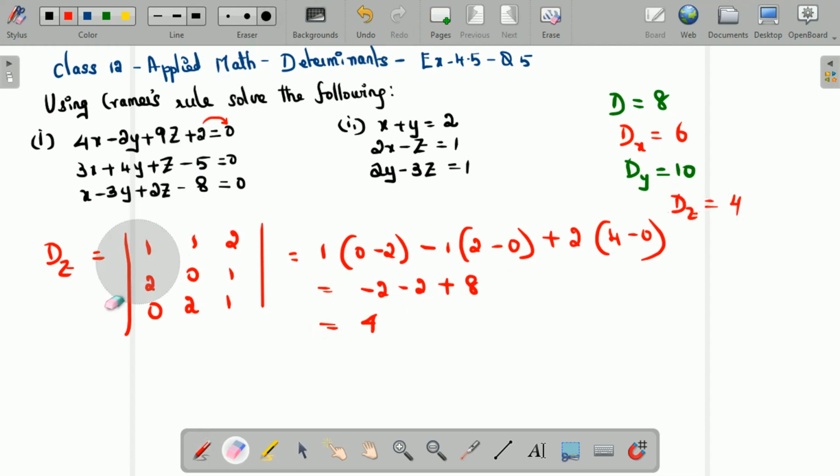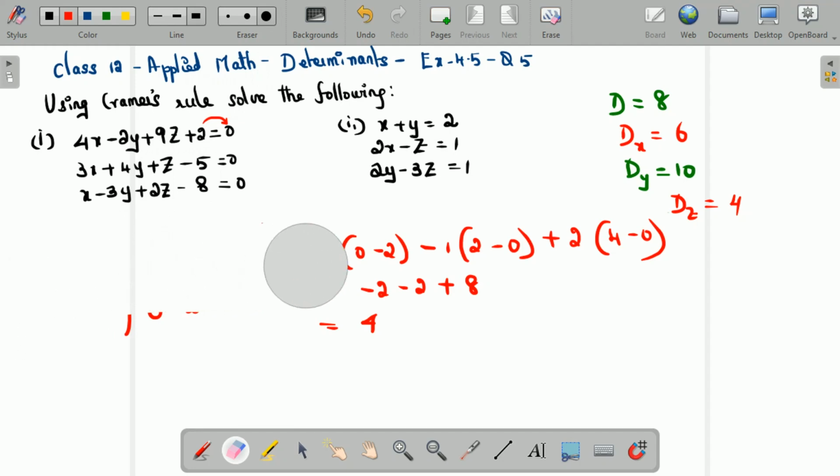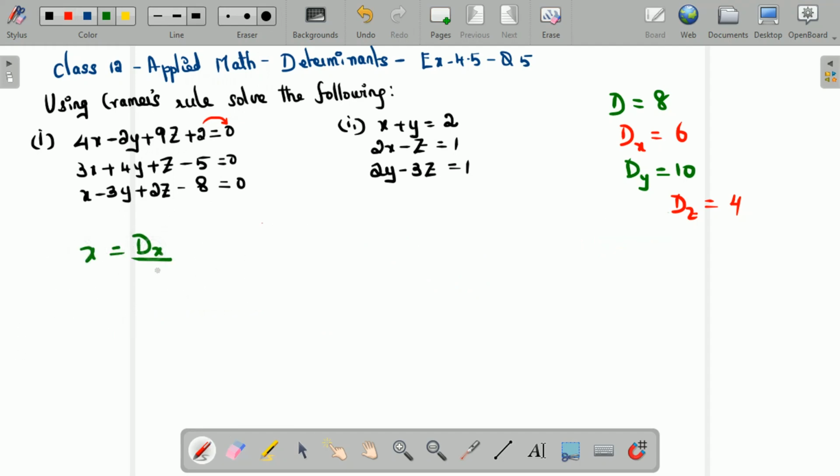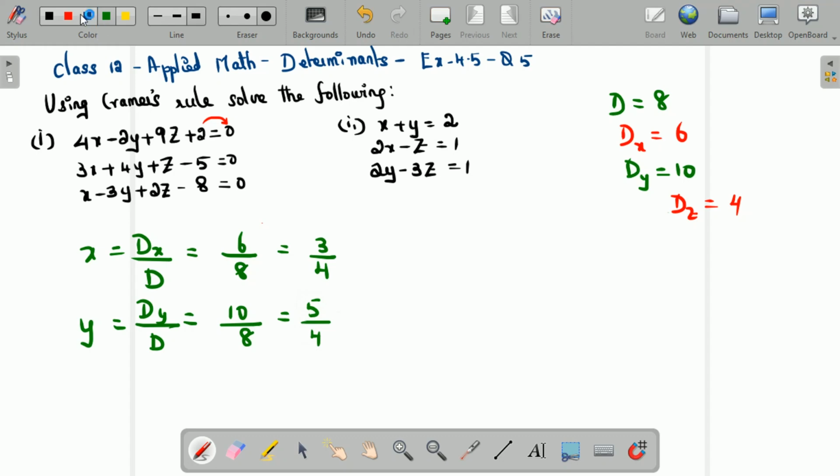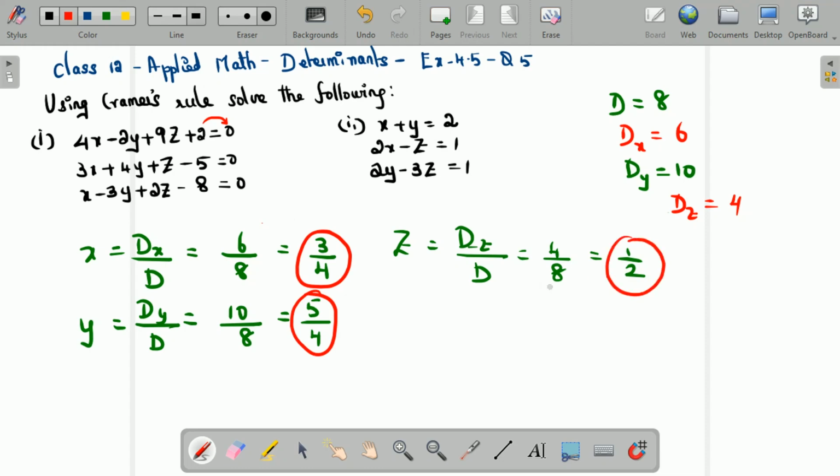Now let's find out what is the value of x, y and z. x value is going to be dx divided by d. In this case, it is 6 by 8 or 3 by 4. The y value is going to be equal to dy divided by d, which means it's 10 divided by 8. So it is 5 by 4. The z value is going to be equal to dz divided by d, which is 4 by 8, which is equal to 1 by 2. So x value is 3 by 4, y value is 5 by 4, and z value is equal to 1 by 2.